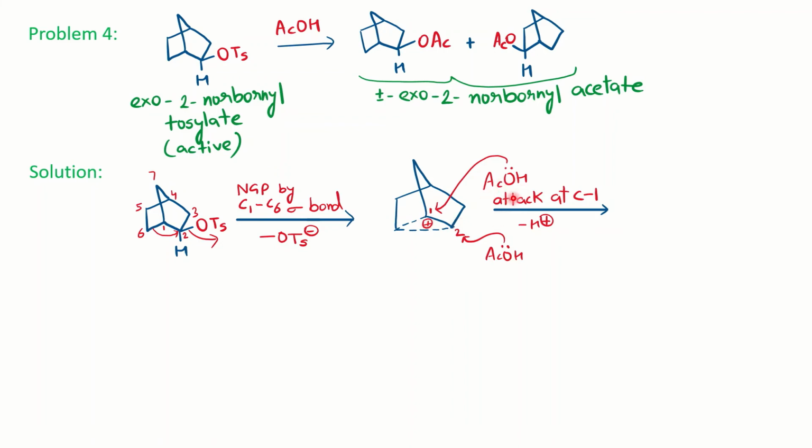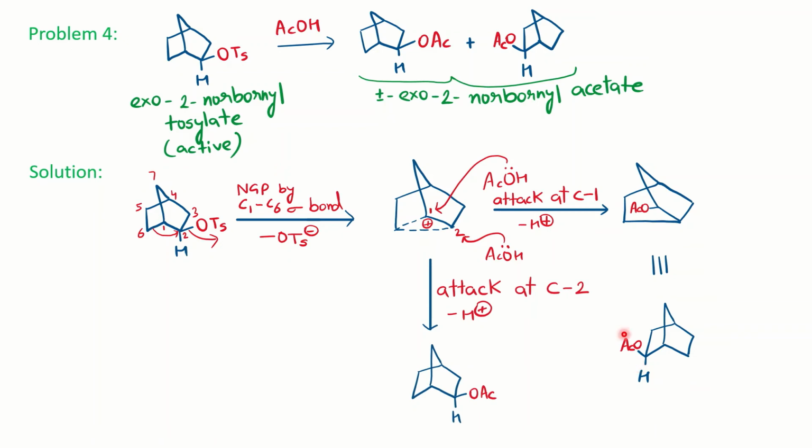Since this positive charge is not restricted to any one carbon, it is delocalized. So the acetic acid can attack either this C1 carbon or this C2 carbon. Any possibility is there, and in both cases we'll get products. If it attacks on the C1 carbon, you will have this structure, the acetolysis product, with inverted configuration on the other side. If it attacks on the C2 carbon, you will get retention of configuration.